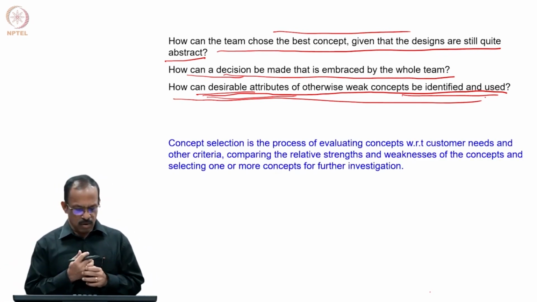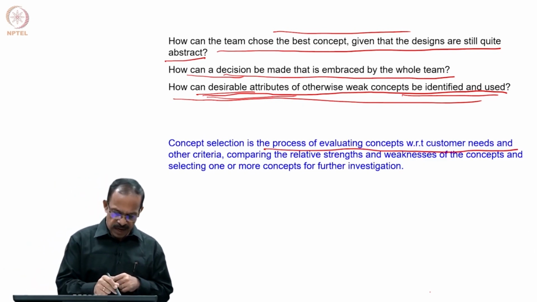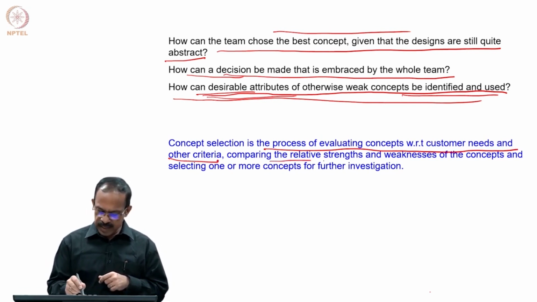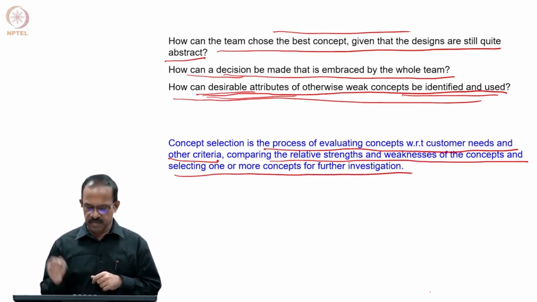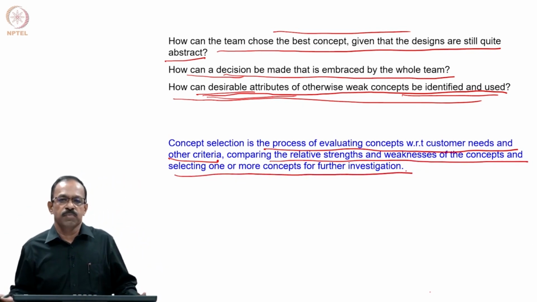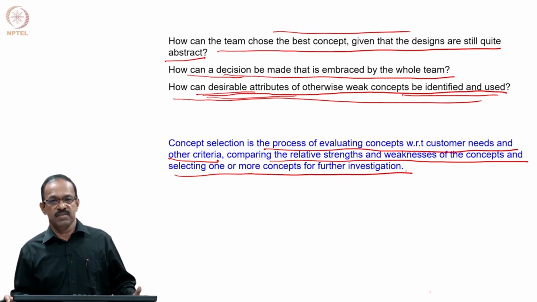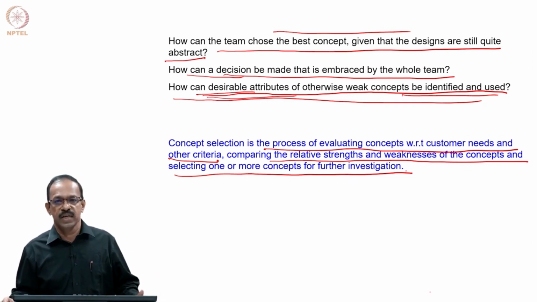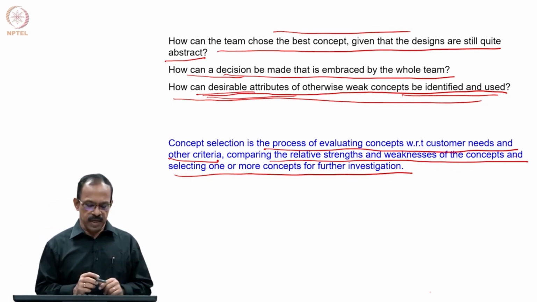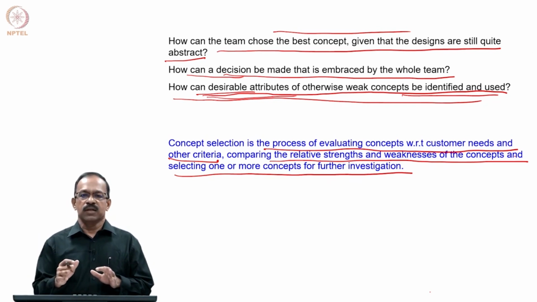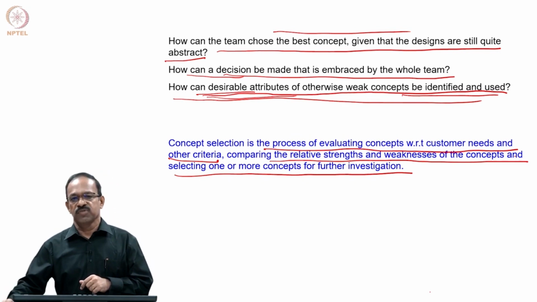Okay. So, concept selection is the process of evaluating concepts with respect to customer needs and other criteria, comparing the relative strength and weakness of the concepts and selecting one or more concepts for further investigation. So, that is the concept selection process, where we evaluate the concepts with respect to the customer needs as well as the other criteria that we identified, and then ensure that the relative strength and weakness of the concepts are compared, and then select one or more best concepts to take forward.